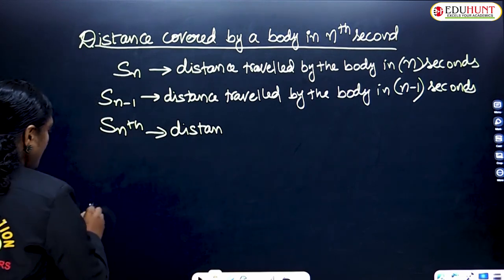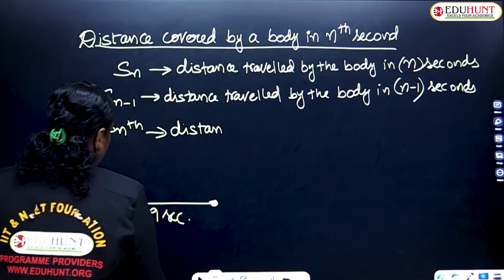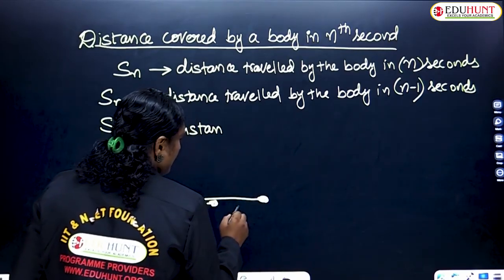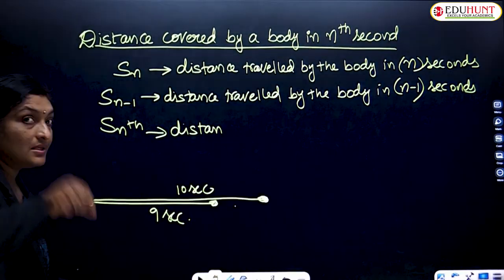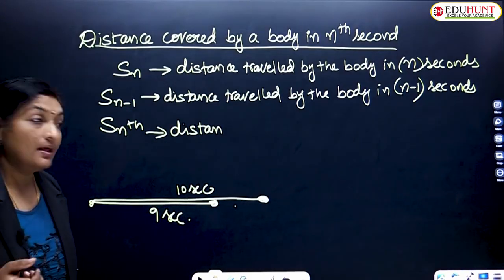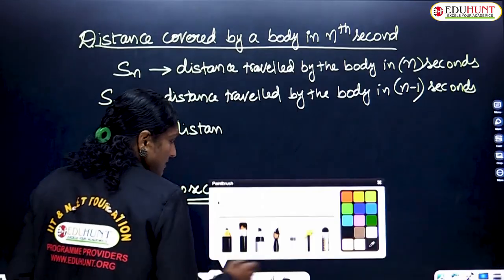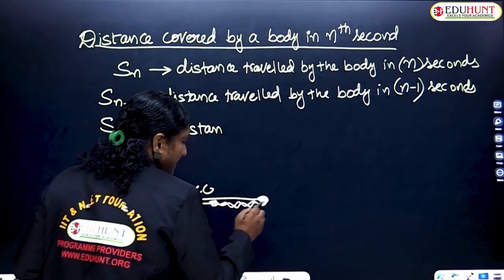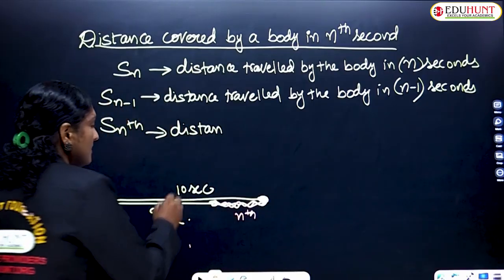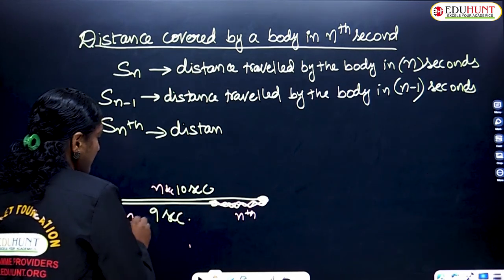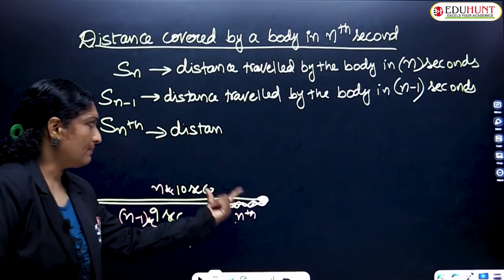So suppose a body would have covered this distance in 9 seconds and this total distance in 10 seconds. Then what is the distance traveled by the body in that nth second? Nth second means this particular second. This particular 1 second, whatever the distance traveled, is taken as the nth second, children. This is n seconds, this is n minus 1 seconds, but this is the nth second. You need to understand that particular time.